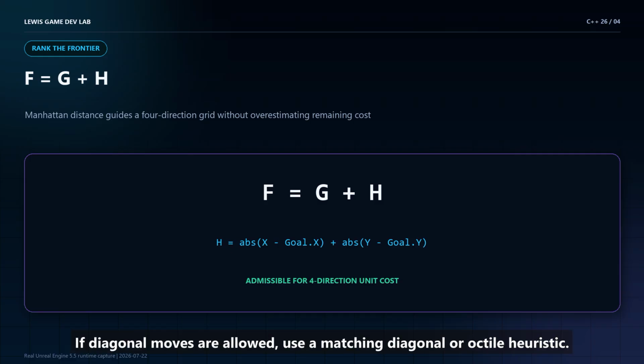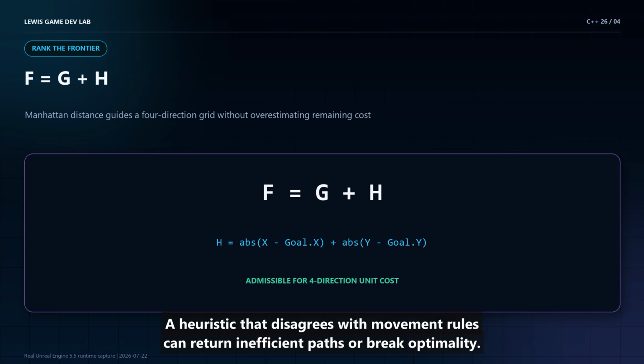If diagonal moves are allowed, use a matching diagonal or octile heuristic. A heuristic that disagrees with movement rules can return inefficient paths or break optimality.